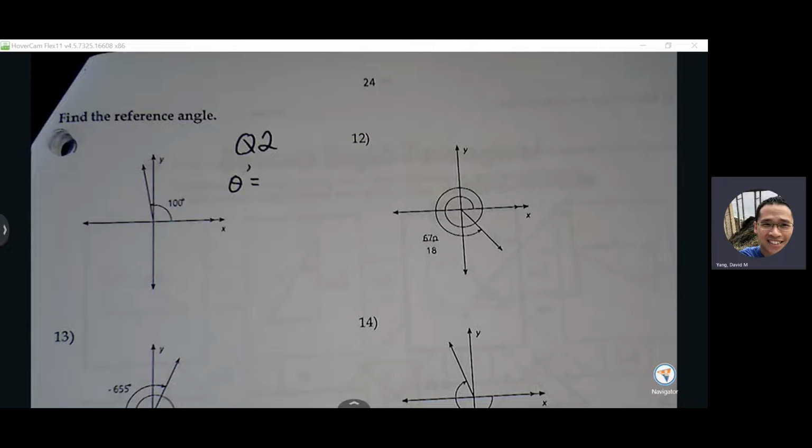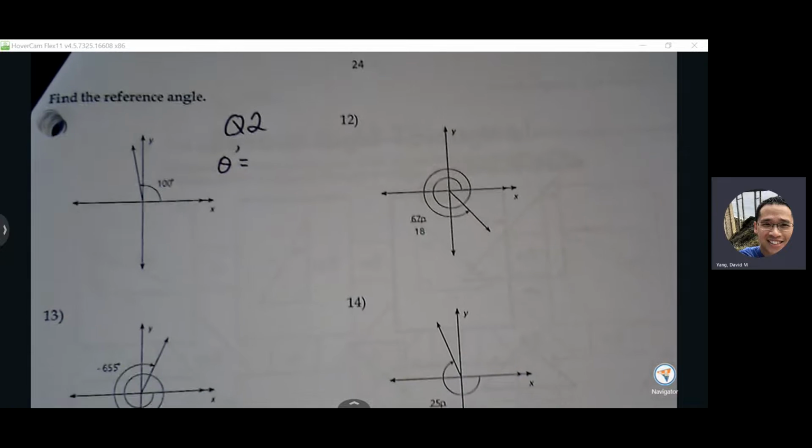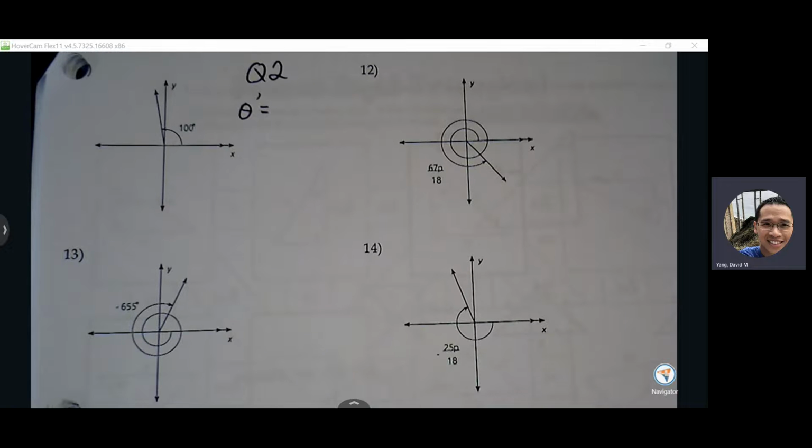Yeah. But yeah, I'll go through the odds. And I'll probably go for number 12 as well, just so they can see what the process is if we're dealing with radians that are not inside that range.